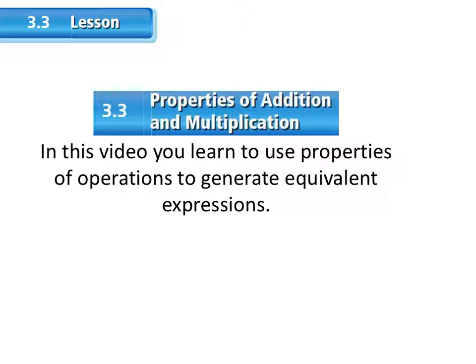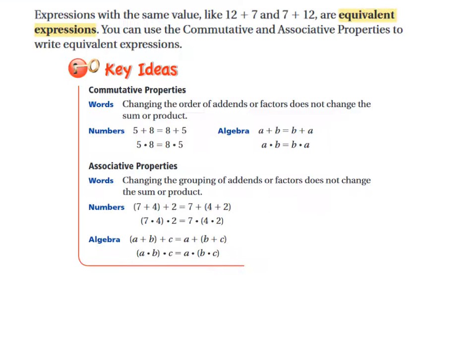Lesson 3.3, Properties of Addition and Multiplication. In this video, you learn to use properties of operations to generate equivalent expressions. Expressions with the same value, like 12 plus 7 and 7 plus 12, are equivalent expressions. You can use the commutative and associative properties to write equivalent expressions.